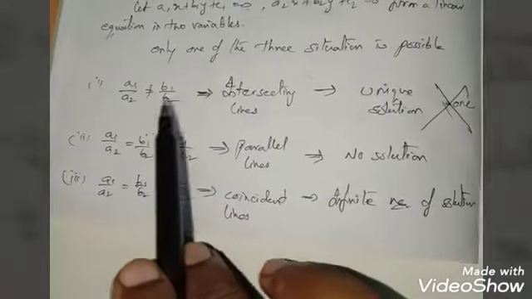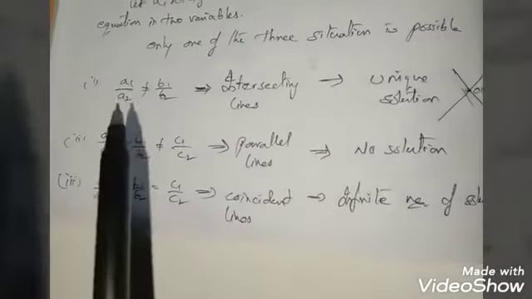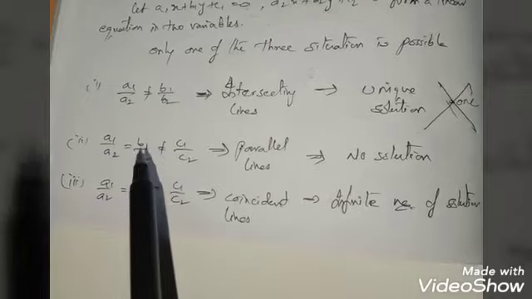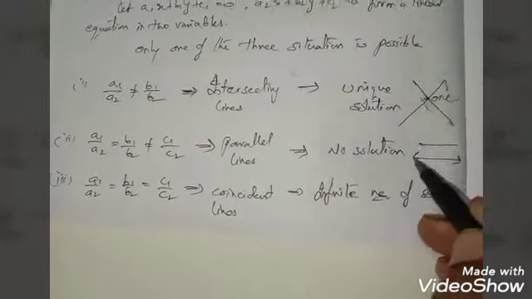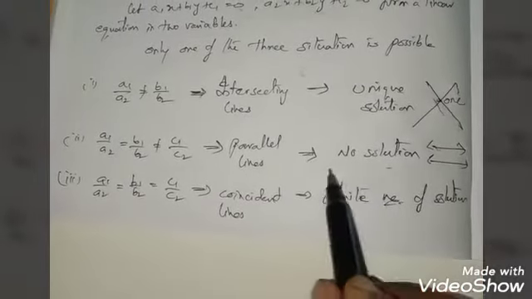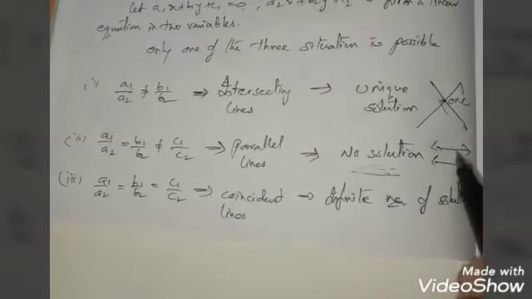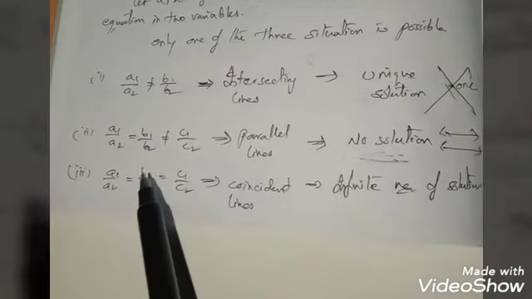If the condition is a1/a2 is not equal to b1/b2, we call it a unique solution. The next condition is, if the ratio a1/a2 is equal to the ratio b1/b2, which is not equal to the ratio c1/c2, then you will get parallel lines, like this, which do not touch anywhere and go on continuously. So we call it no solution. Why no solution? Because the two lines do not touch anywhere, so we are not getting any points, that's why it is no solution.